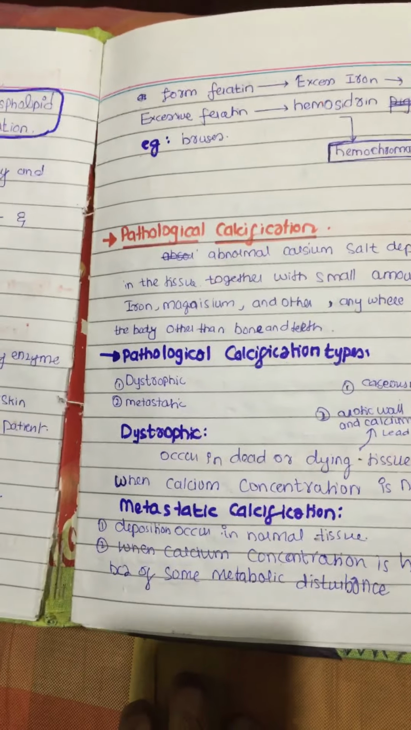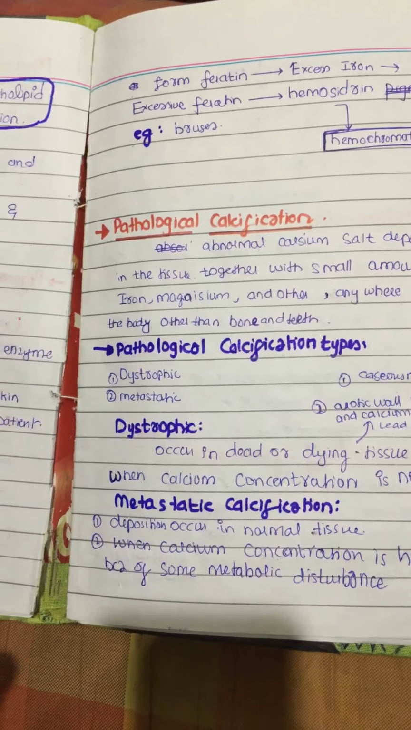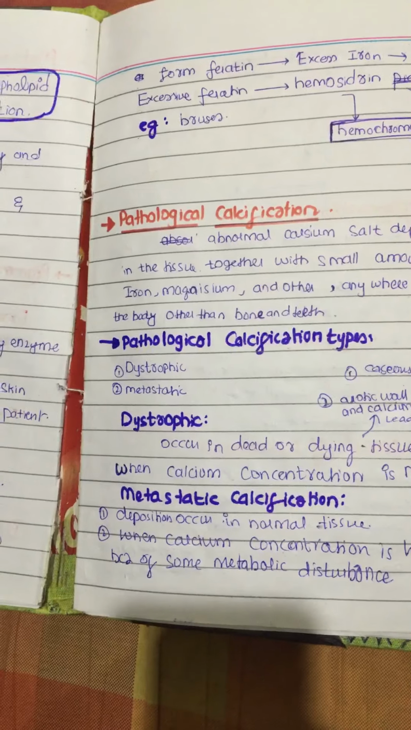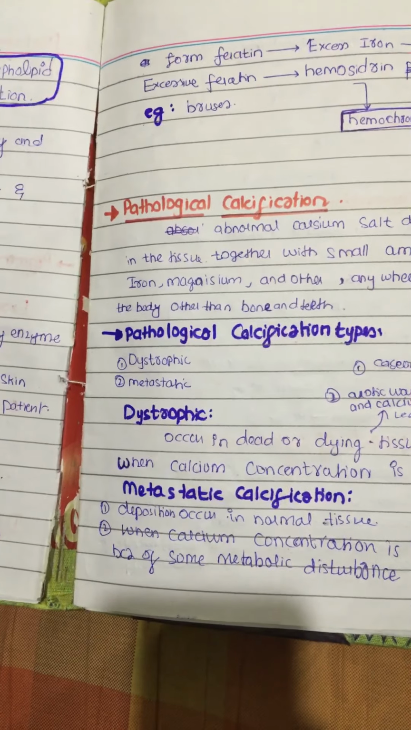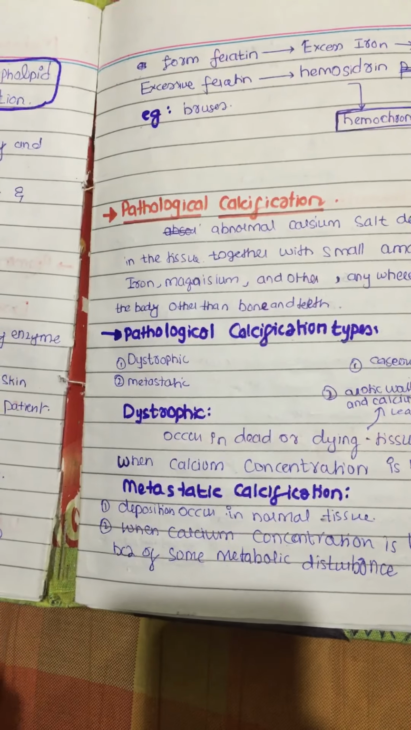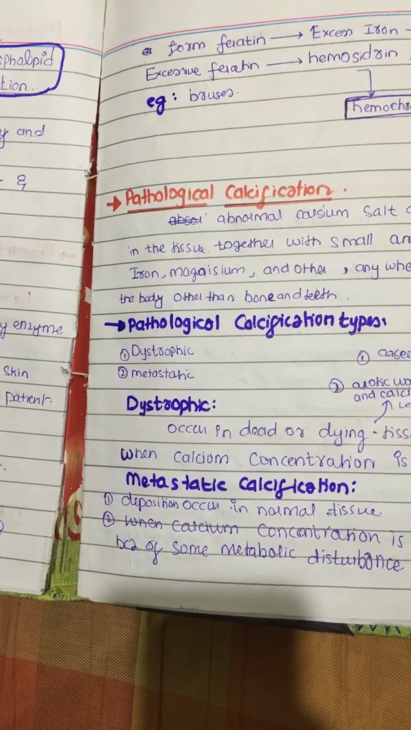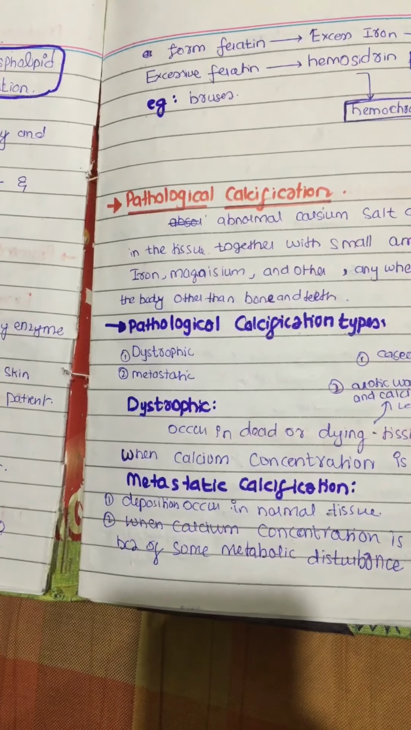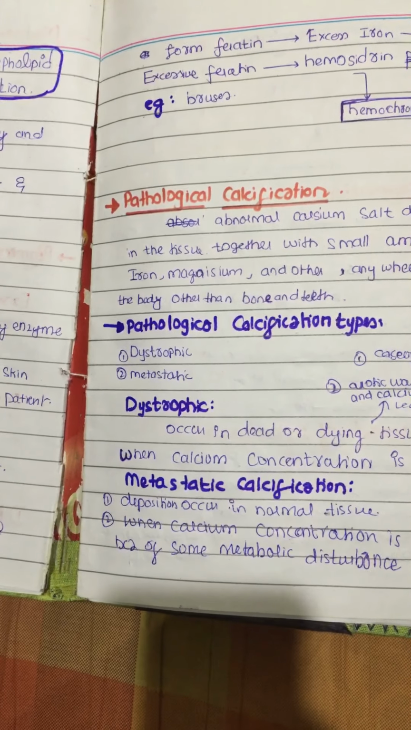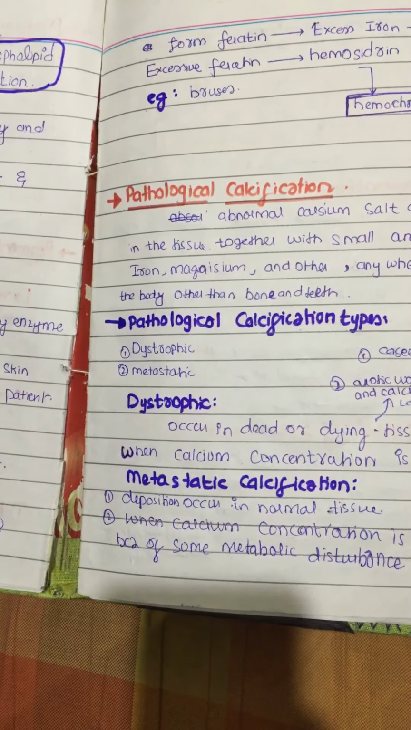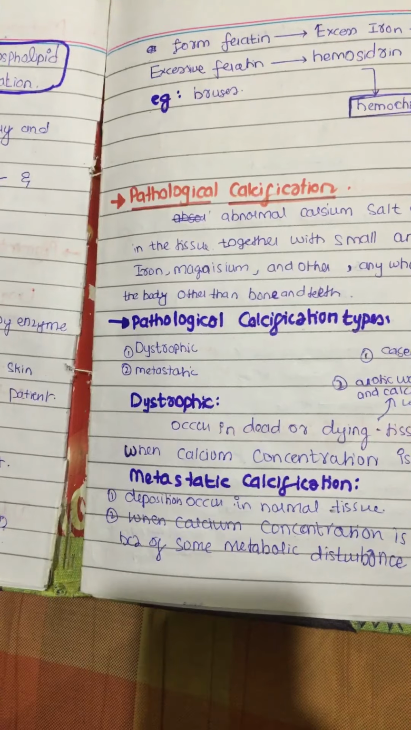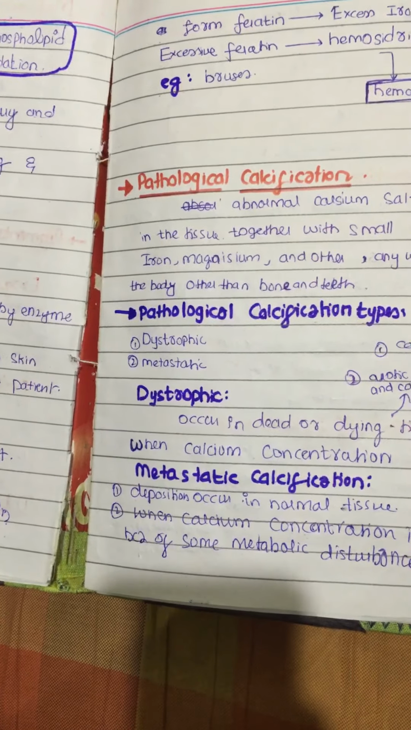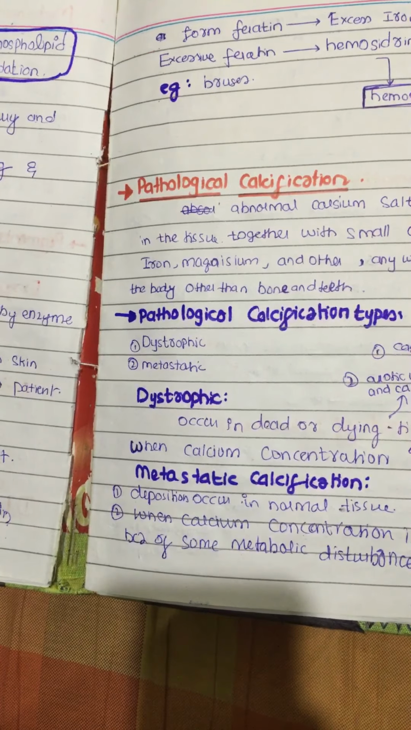Now we're going to do pathological calcification. In pathological calcification, there's going to be an increased level of calcium, along with certain other salts like iron or magnesium or phosphorus, in any tissue of the body other than teeth and bone. This is known as pathological calcification. Pathological calcification is of two types, dystrophic and metastatic.